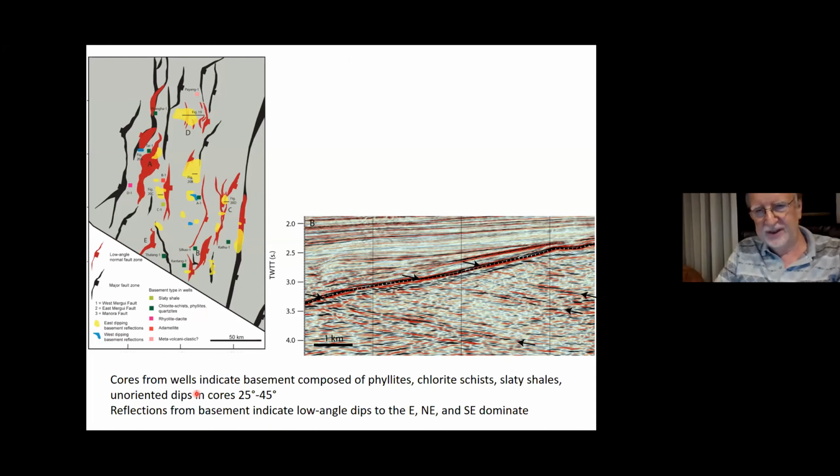There are some wells, which in unoriented cores indicate these rocks are phyllites, schists, so rocks with a fabric anisotropy, a strength anisotropy, and the dips are about what we're seeing on the seismic. And we have this mixture of low angle faults in brown and high angle faults in black. Most of the low angle faults are dipping to the east, as are the fabrics.